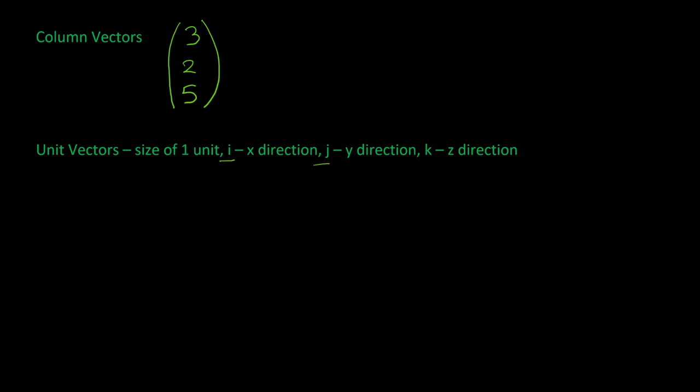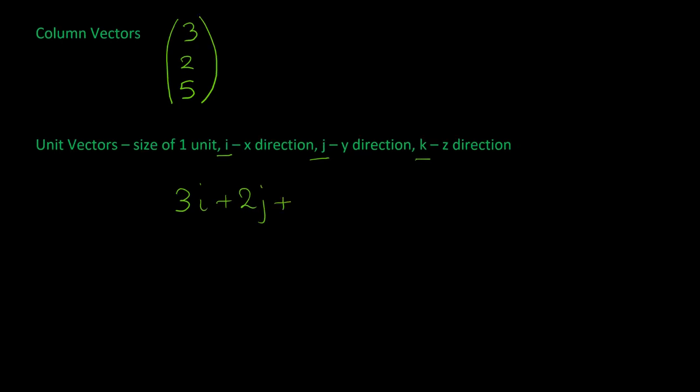A J means it's one unit in the Y direction, and a K means it's one unit in the Z direction. So this column vector that you can see up here would be written as 3I plus 2J plus 5K. So it's just a different notation.